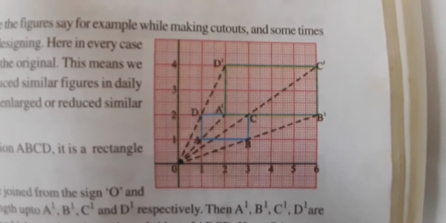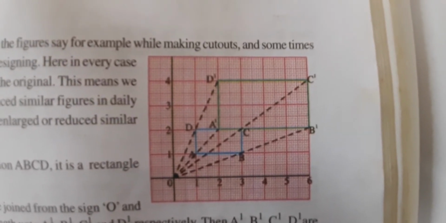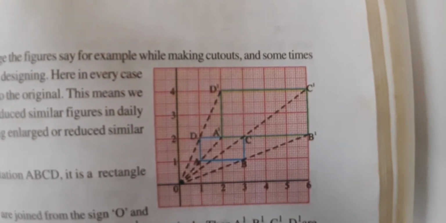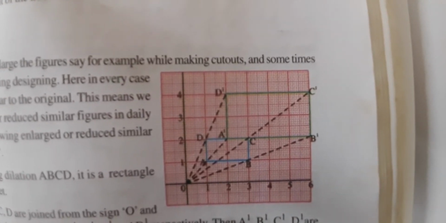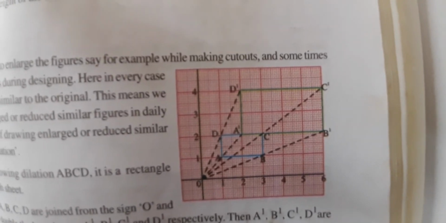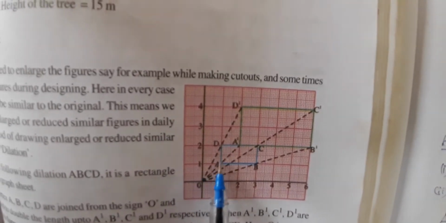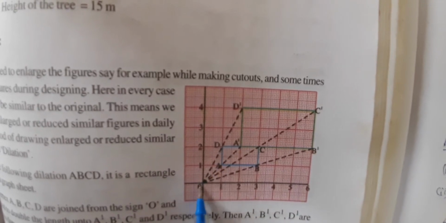Yes, now say this is an example for a dilation. Here the scale factor is OA prime by OA. See now, see the diagonal of the square. This is a graph sheet. And now you can see that OA prime, OA. OA is a diagonal of one square, and OA prime is a diagonal of two squares.